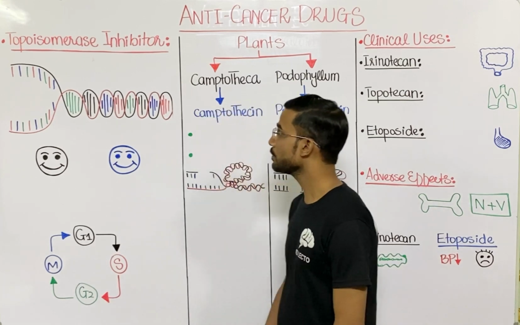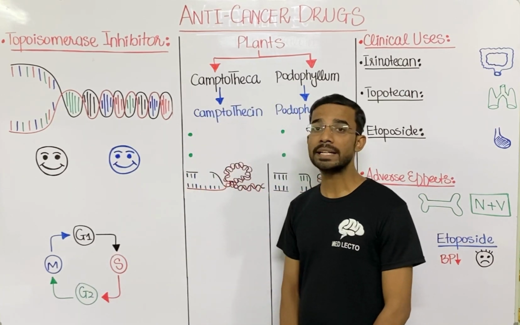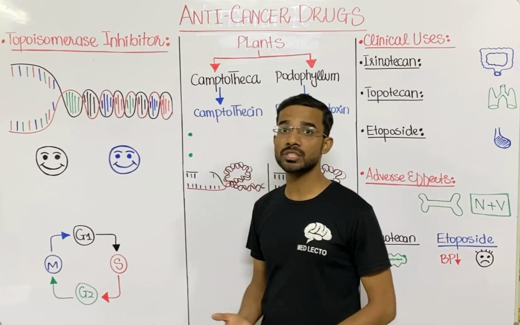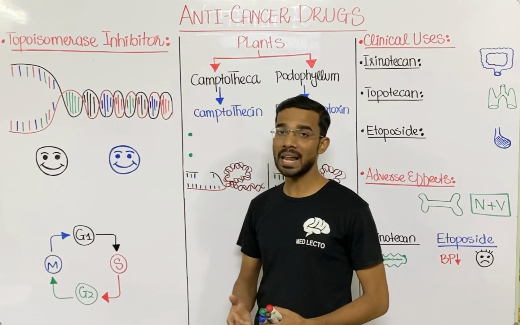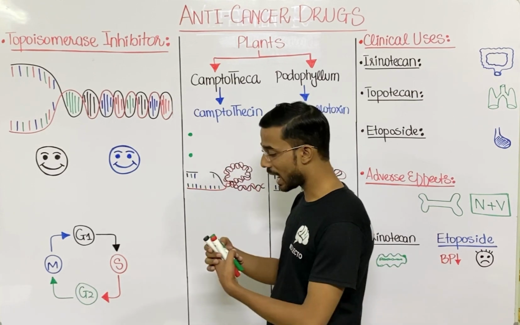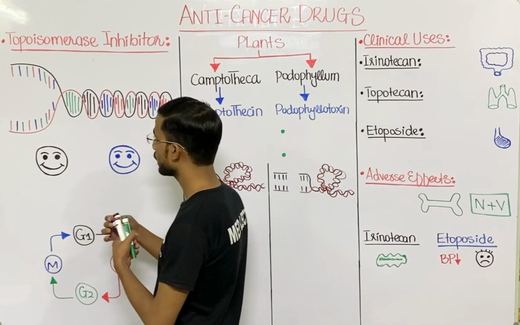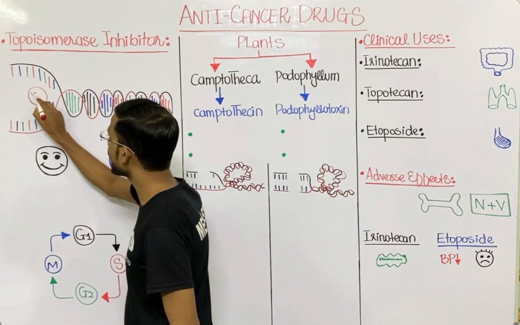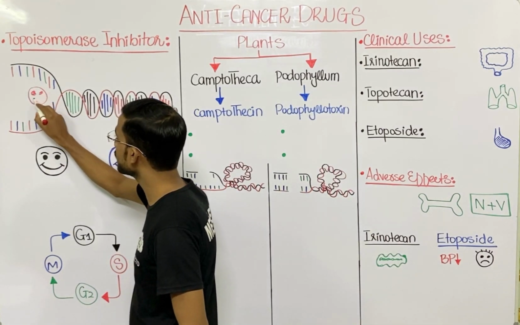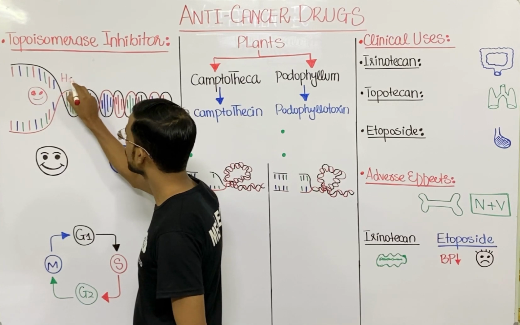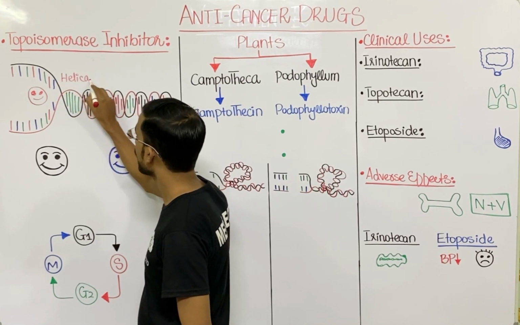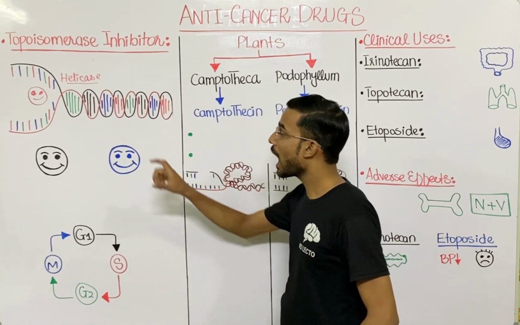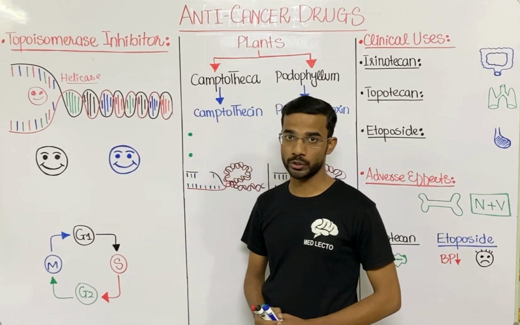If you see here, this is the structure of the DNA. Unwinding DNA consists of a two-strand double helix form. Uncoiling of the DNA happens through an enzyme, and that enzyme is helicase. The helicase enzyme basically unwinds the DNA molecule.